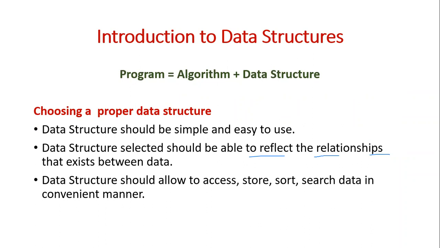So what is a program? In terms of data structures, we can say that a program is nothing but a combination of algorithm and data structure. We know that a program is nothing but a set of instructions. The set of instructions is derived from the algorithm, which is nothing but the step-by-step procedure to solve the problem, and it also includes a data structure. We may use arrays, or stacks, or queues, or linked lists, or any data structure. So choosing a proper data structure is very important for a programmer.